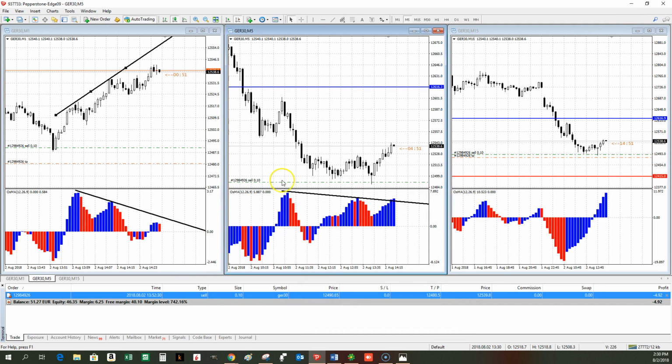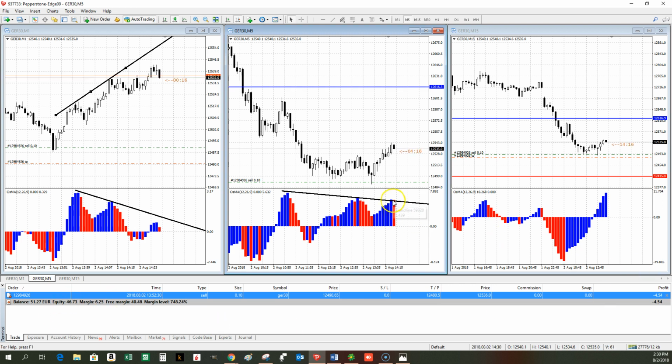We are still, as you can see, on the blue bars, so we cannot take a trade. We are already negative 5 euro. It's 10% of the account, which is a lot. It's a lot of risk.